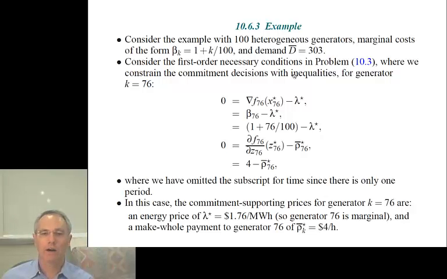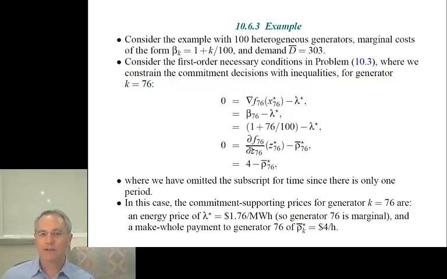We require zkt to be greater than or equal to 1 for the committed generators, less than or equal to 0 for the non-committed generators. Because we're only considering a single time period here, let's drop the subscript for time. So we can observe that in problem 10.3, the gradient of F with respect to x76 should be equal to lambda star. That tells us that lambda star is 1.76.